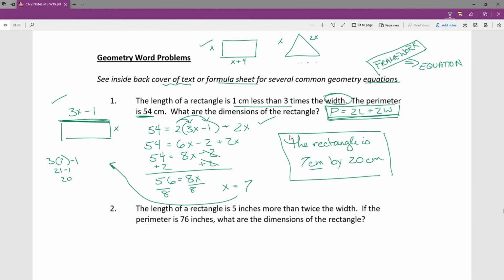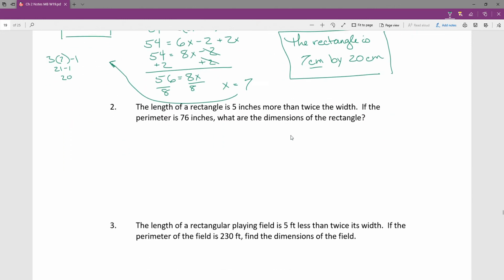Okay, so we're going to do all of these geometry problems in this same way. We're going to draw a picture. We're going to come up with the framework equation that's in our formula sheets or on our textbook or given to us, and we're going to develop the equation from there to solve the problem.